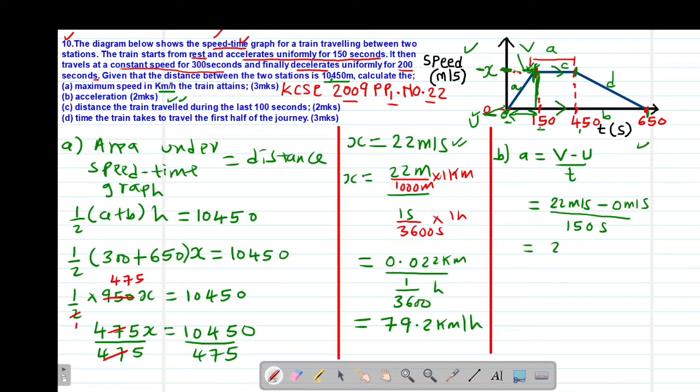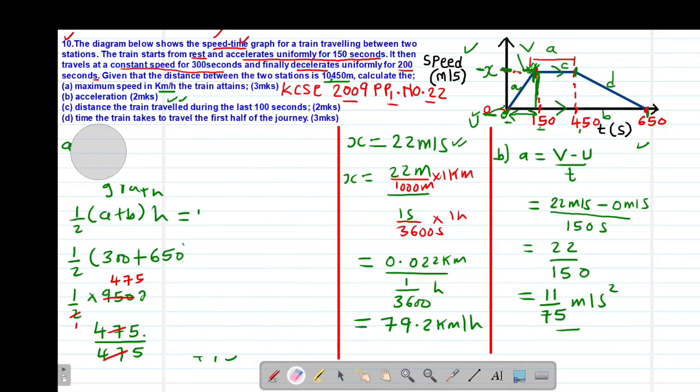Therefore, this will be 22 divided by 150, and I'm going to get 11 over 75. So this will give me 11 over 75 meters per second squared. So this is the acceleration of this particular body. Then we can move to part C of the question.